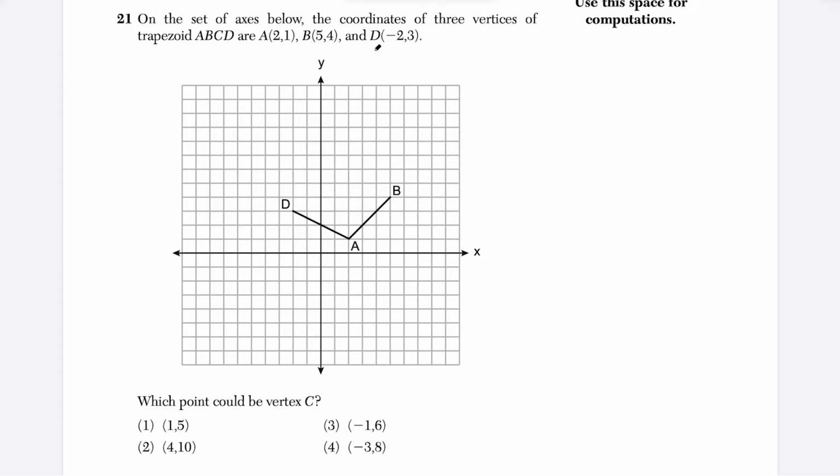Question 21, we have on the set of axes below the coordinates of 3 vertices of trapezoid ABCD, and we have these coordinates here. And we want to know which point could be vertex C. So for this question, we could just plot all of these points. Now, it may be obvious that if you connect this point to point D, and then you connect this point also to point B, that this in fact would form a trapezoid. And we could answer the question that way and see right away that it's going to be choice 4. Otherwise, there's a second approach to this question, but we have to know that in a trapezoid, we have exactly one pair of parallel sides.